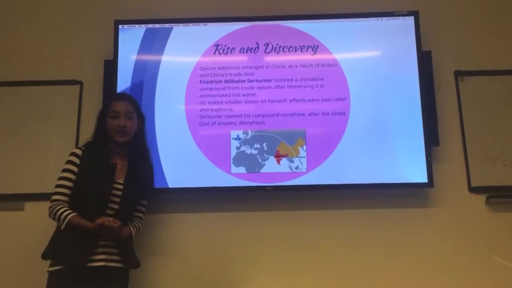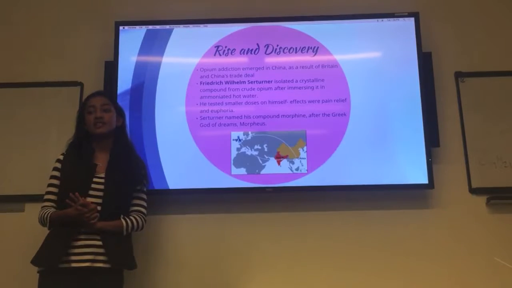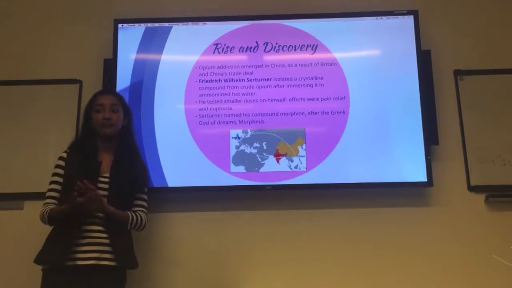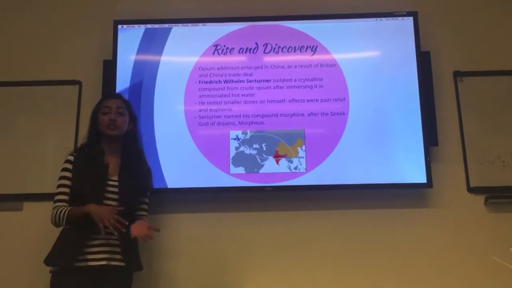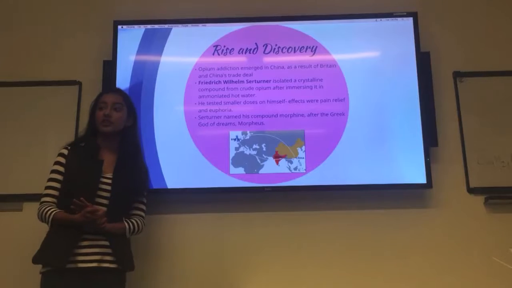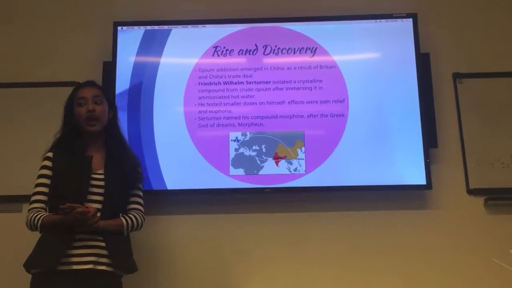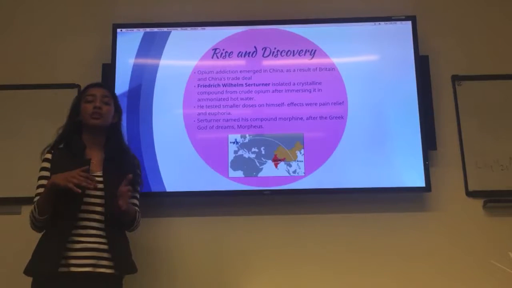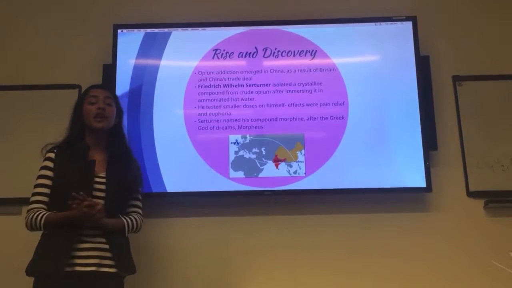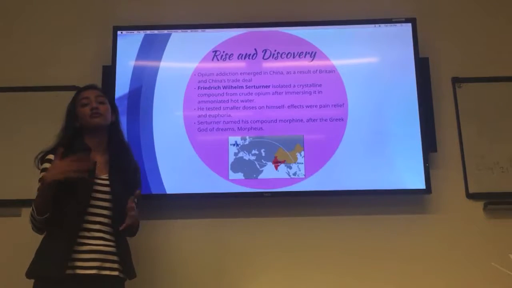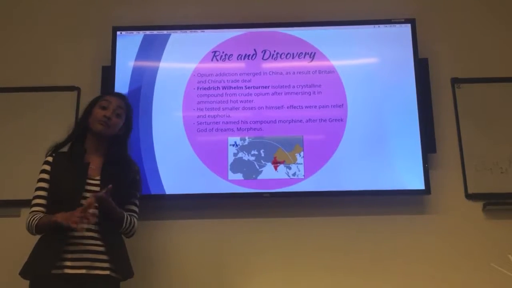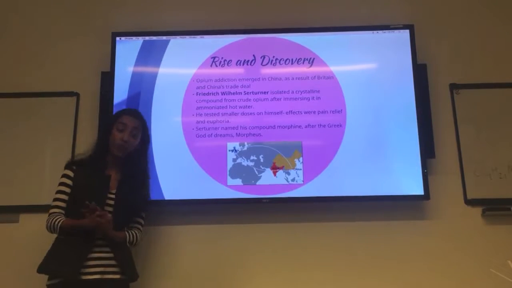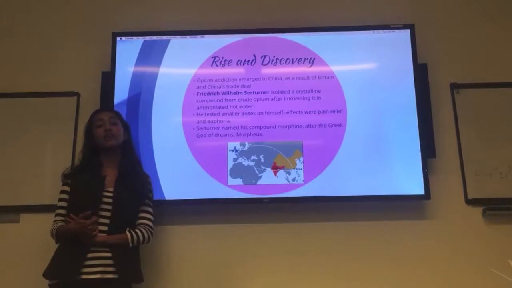So the rise and discovery of morphine. Early on in the 19th century, opium addiction emerged in China as a result of trade imbalances between Britain and China. And so, once morphine had been introduced into America, Friedrich Wilhelm Sertürner had isolated a crystalline compound from crude opium after immersing it in ammoniated hot water. And after testing various dosages on himself, he found that smaller doses correlated with symptoms and signs of relief and pain and euphoria. And so, as a result, he decided to name this compound morphine, coming from the Greek god of dreams, Morpheus.